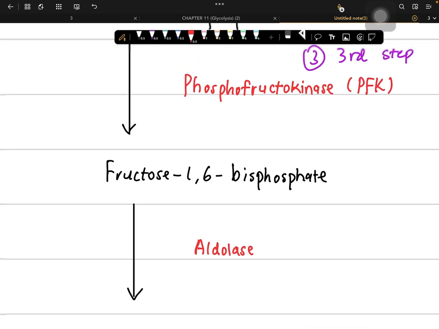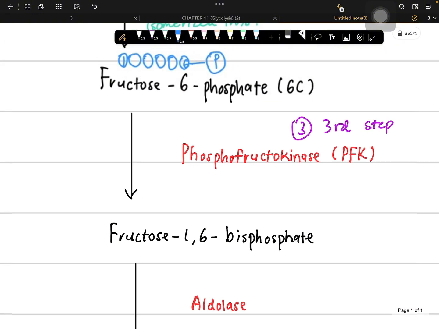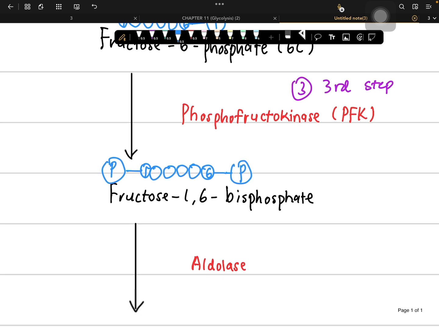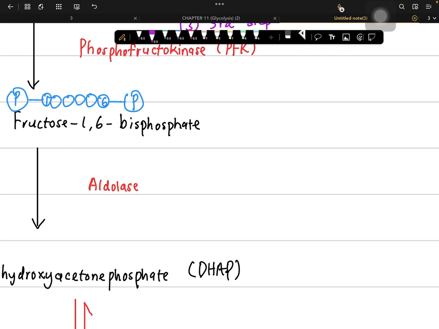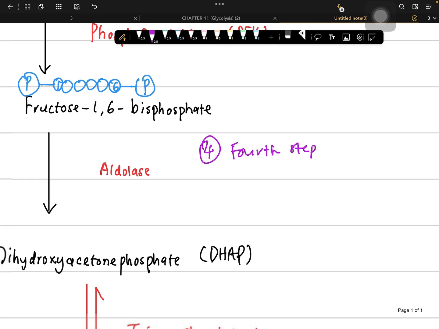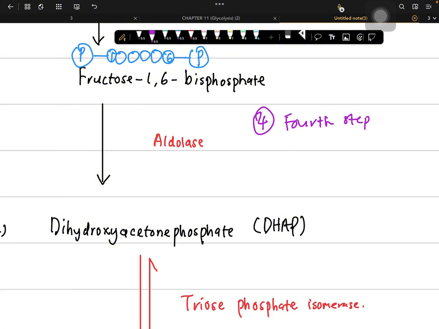Instead, one inorganic phosphate group is being added to the first carbon. So the structure looks like this: 1, 2, 3, 4, 5, 6. This is the first carbon. You add another phosphate group here, and this is the sixth carbon. The previous phosphate group remains attached. So this is the third step, and the next step, the fourth step, is the fructose 1,6-bisphosphate will become the dihydroxyacetone phosphate, DHAP, catalyzed by the enzyme aldolase.